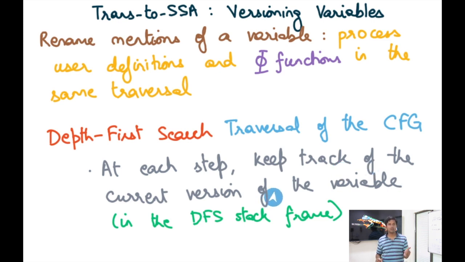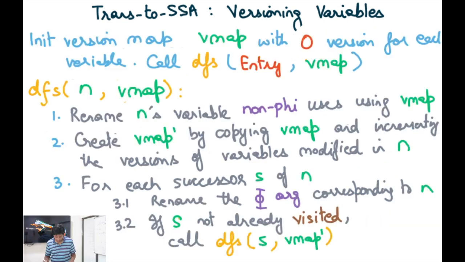And depending on the current version of the variable, if that variable is being used in the current node of the DFS traversal, then we are going to rename that node with the current version. If that variable is being assigned, then we are going to increment the version and then give that assigned variable a new version. This is done for the DFS traversal, which basically visits every node at most once. So to do this, there's a visited set that's kept, and you basically ensure that every node is visited at most once.